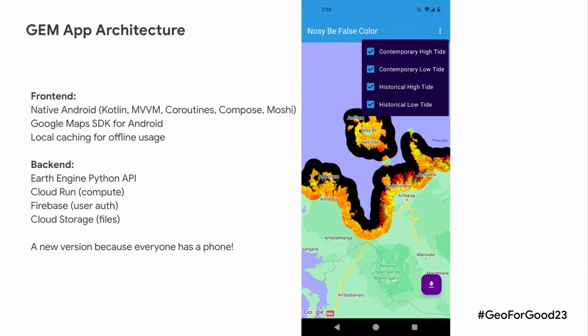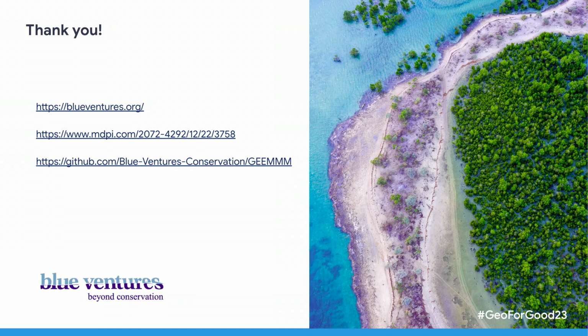Uses some stuff on the back end that's similar to other things that we've heard about already. Cloud Run for contacting Google Earth Engine, Firebase for authentication, Cloud Storage for moving files about. And this is really great for the kind of communities that Blue Ventures works in, because people often do not have access to lots of computing resources, electricity, that kind of thing. But almost every single person has a phone. So the phone is a great target for this kind of work.